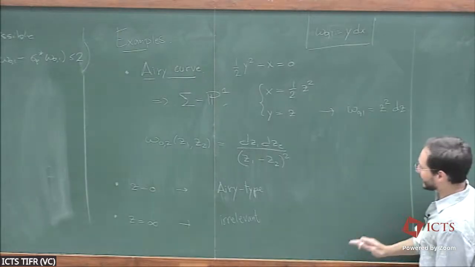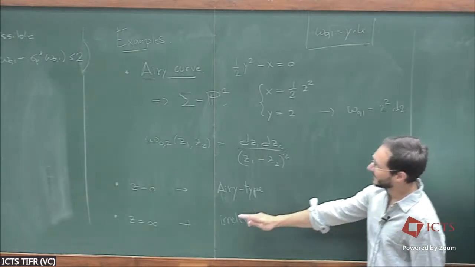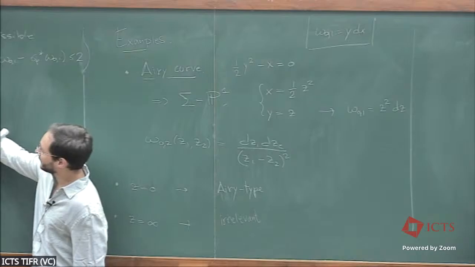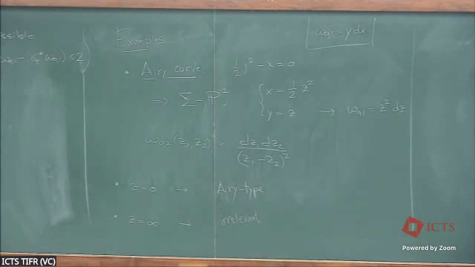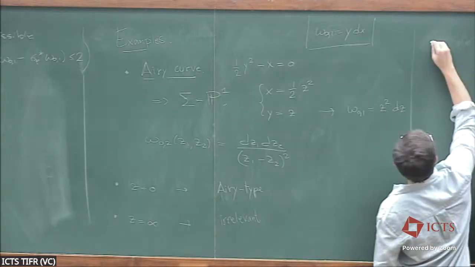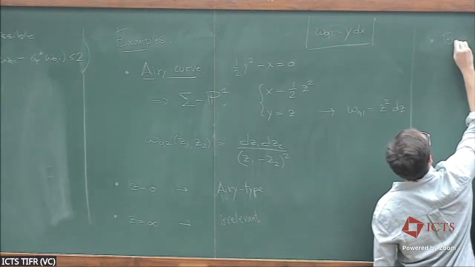Okay, so this is the Airy curve. This local behavior is called of Airy type because it's related to this model here. Okay, and you can guess now what the second example is going to be. This is going to be the Bessel curve.